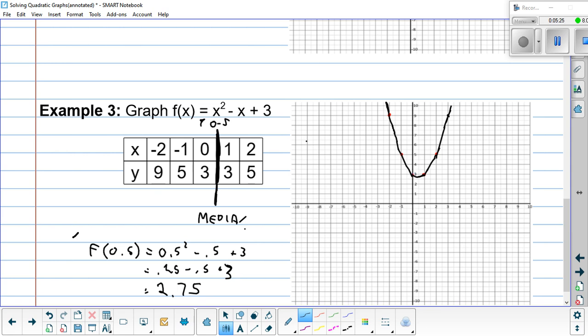What I just showed you here, we'll end up using for this problem later on. So if you missed it this time, we're going to look at it again when we do turning points.